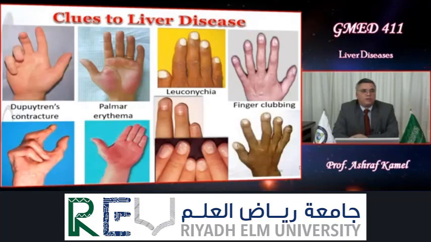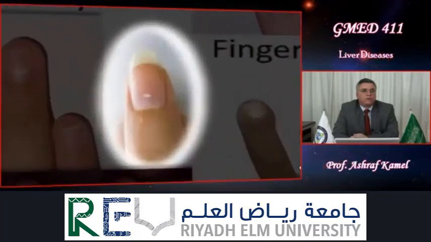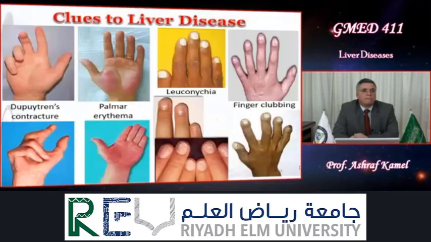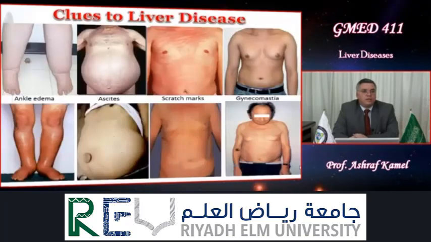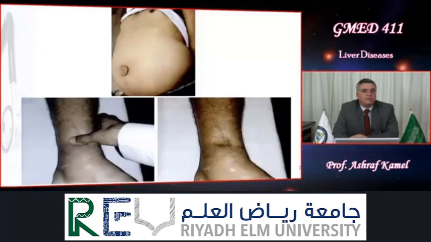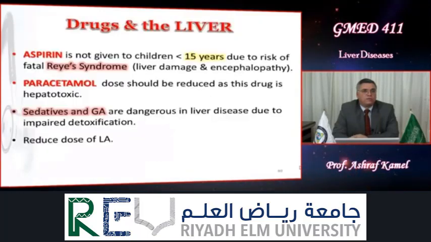Clues to liver disease: Dupuytren's contracture, palmar erythema, leukonychia, finger clubbing. This is the normal finger, of course. Flapping tremors, jaundice, spider nevi, ankle edema, ascites, scratch marks, gynecomastia. This is ascites and ankle edema. This is how to test for edema by finger pressure.